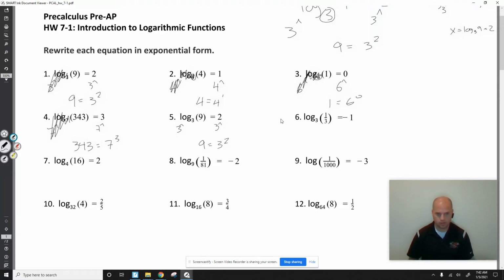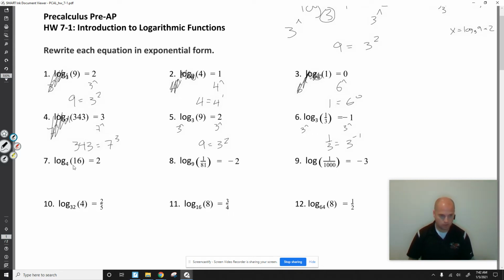Same question as we saw here. Here's a base 3, 3 to the power, 3 to the log base 3 undoes each other, leaves you with a 1/3. 1/3 equals 3 to the negative first. You know this, 3 to a negative first power is the same as 1 over 3 to the first power. So 1/3 is 3 to the negative first.